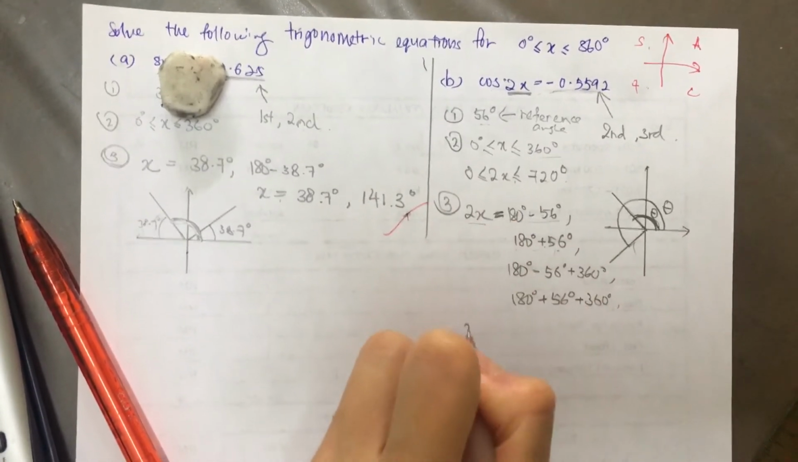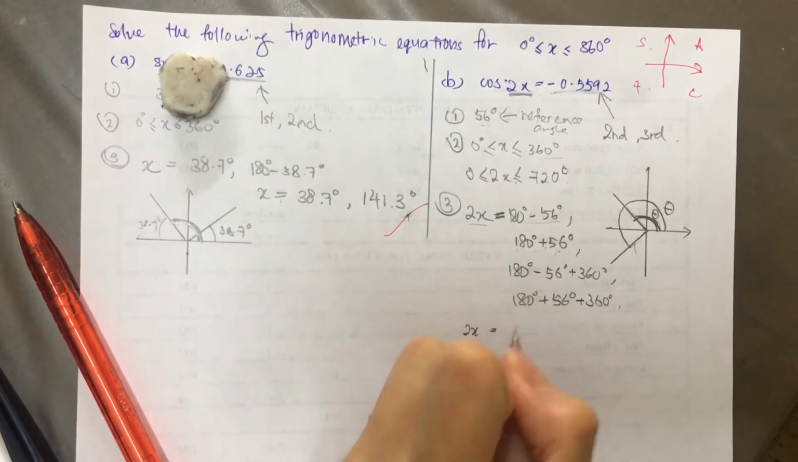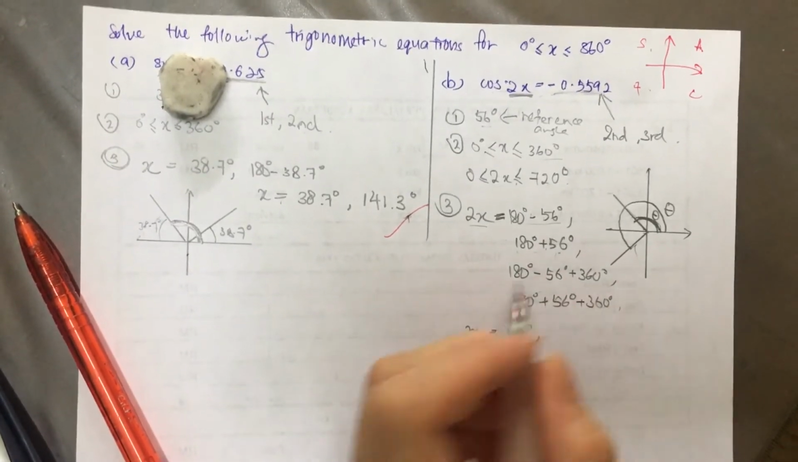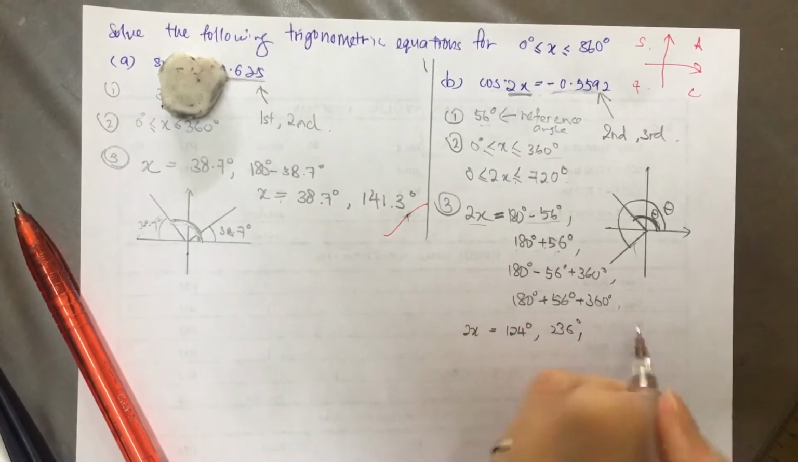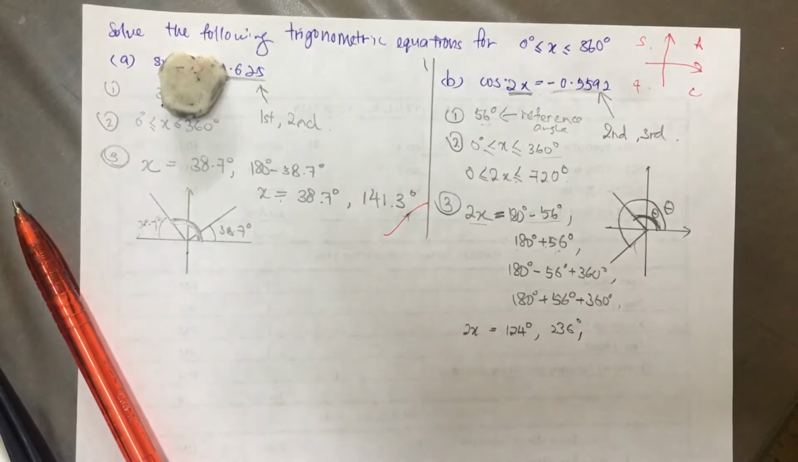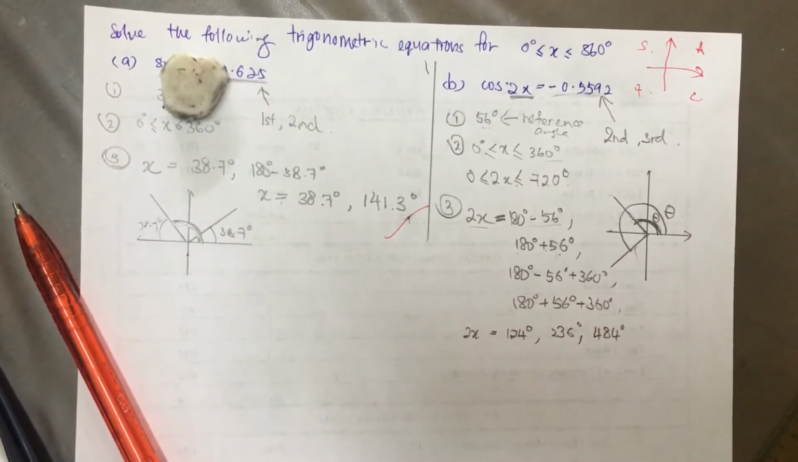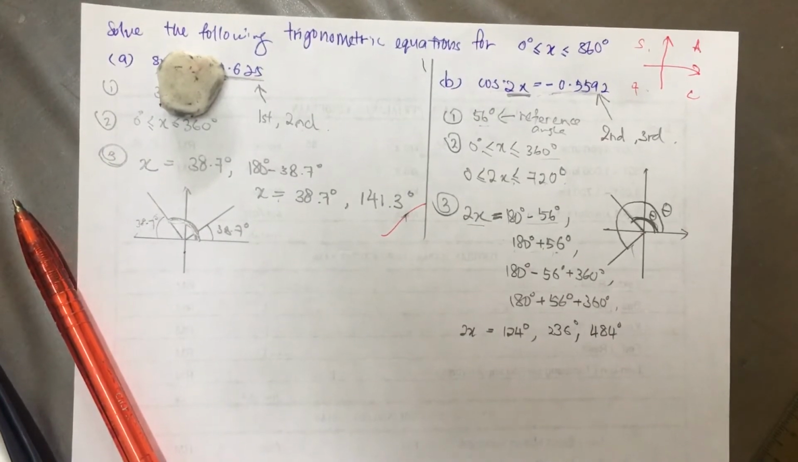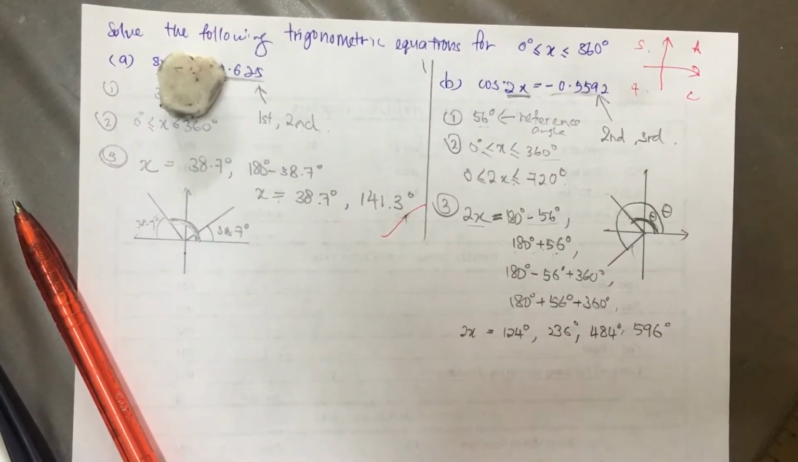So get your values first. 2x will be equal to 180 minus 56, so you will get 124 degrees. Then you have 180 plus 56, which is 236 degrees. Then this one is 124 degrees plus 360, so you have 484 degrees. And then your next angle is 236 plus 360 degrees, which is 596 degrees. So these four angles are your four respective values.